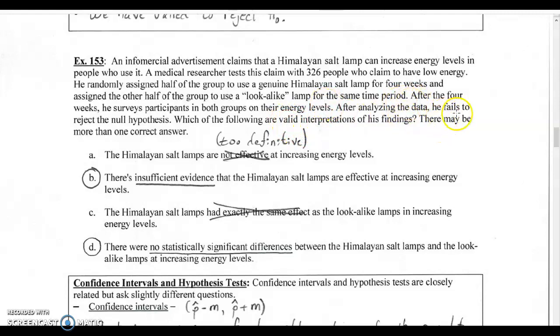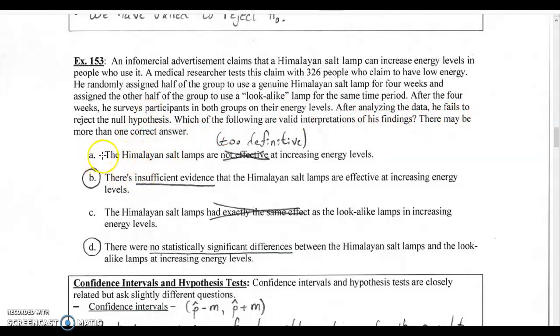After analyzing the data, he fails to reject the null hypothesis. So in other words, he is not going to be able to show that the Himalayan salt lamp can increase energy levels. He cannot statistically provide evidence to demonstrate that that could be true. So which of the following are valid interpretations of his findings? There may be more than one correct answer, and in this case there is.